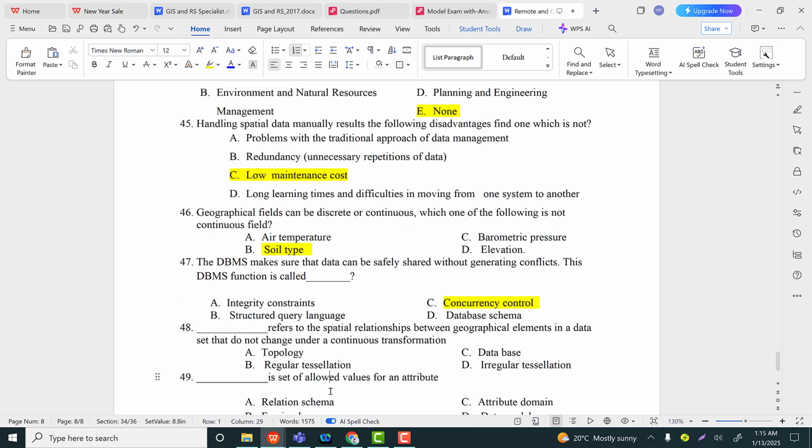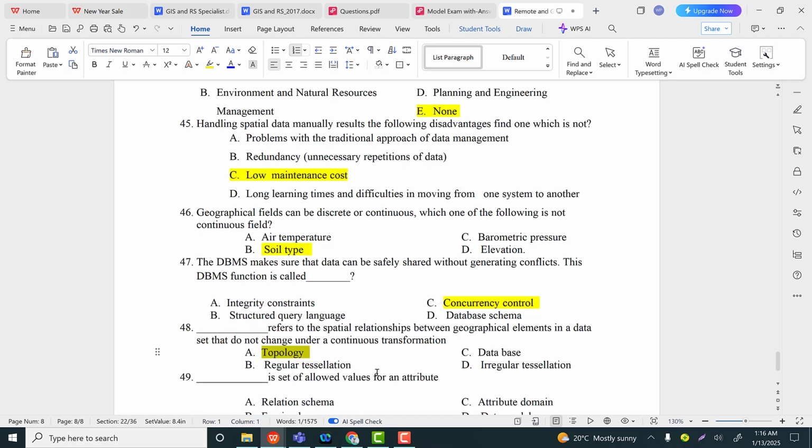Question number 48. Blank refers to the spatial relationship between geographic elements in data set that do not change under continuous transformation. A. Topology, B. Irregular tessellation, C. Database, D. Irregular tessellation. The answer for question number 48 is A. Topology.